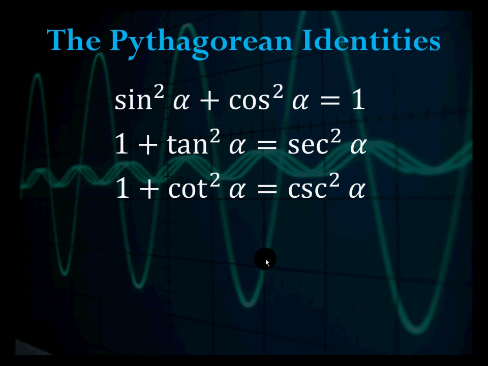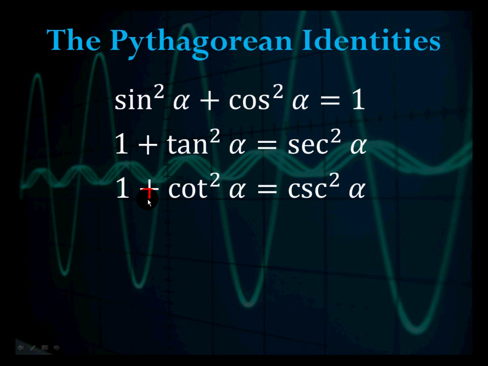Finally, these are the Pythagorean identities. All three of these are based on the fact that sine squared plus cosine squared equals 1. Now, to get 1 plus tangent squared equals secant squared, all you do is divide everything by cosine squared. So sine squared divided by cosine squared is tangent squared. Cosine squared divided by cosine squared is 1. 1 divided by cosine squared is secant squared.